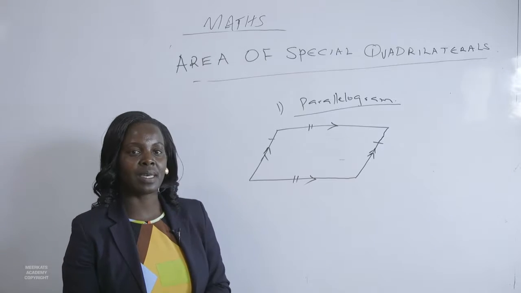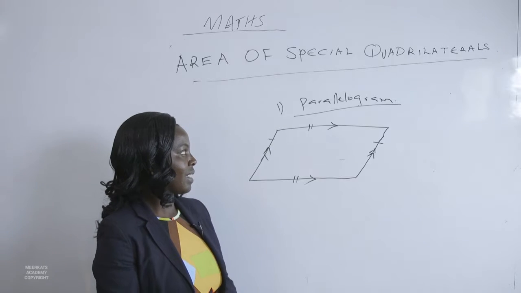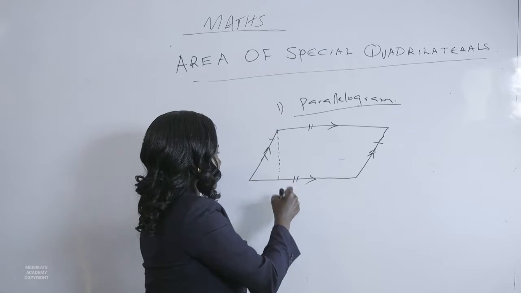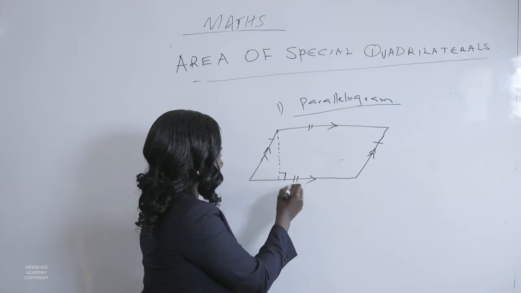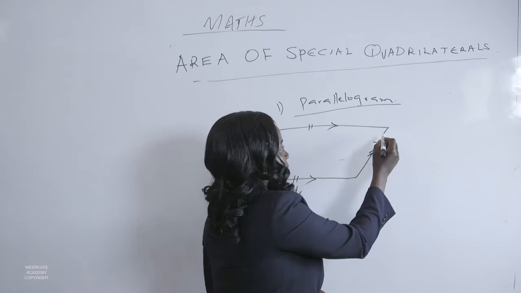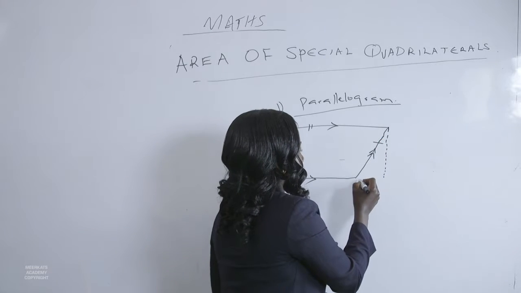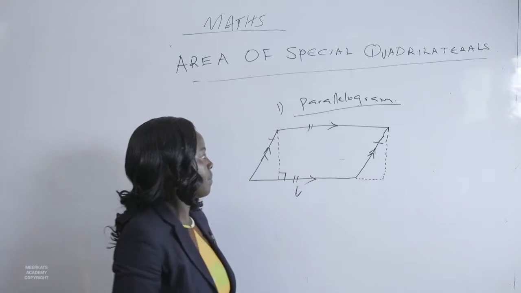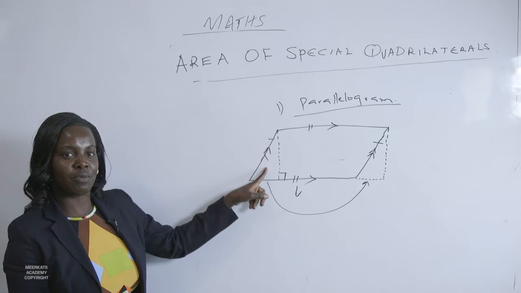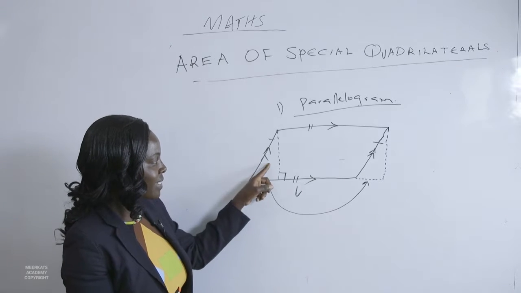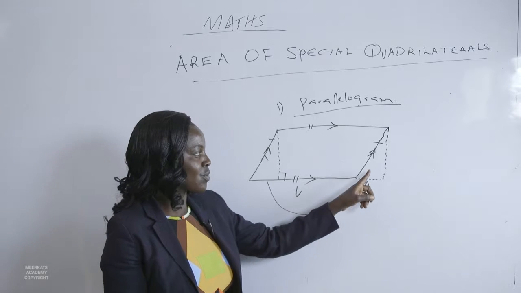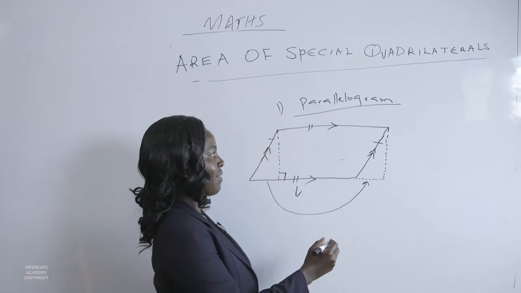Let's see how we can come up with the formula or the rule of calculating the area of a parallelogram. If we drop a perpendicular line to the length, you realize that a triangle will be formed at this far end. This triangle, we can take it and put it here. If we cut this triangle from here and transfer it to this position, what will we have? You realize that we'll have a shape of this nature.